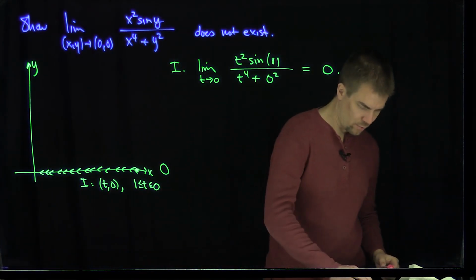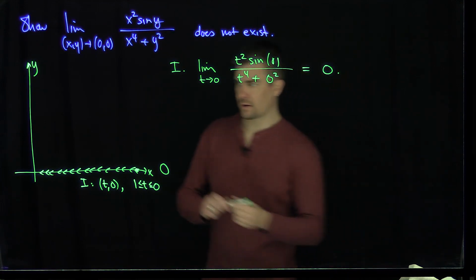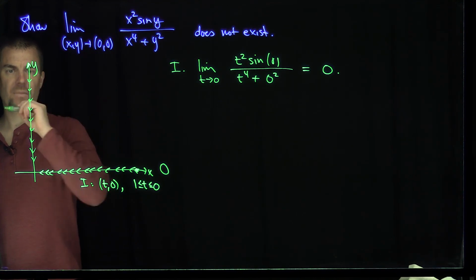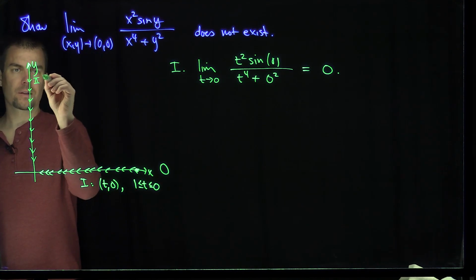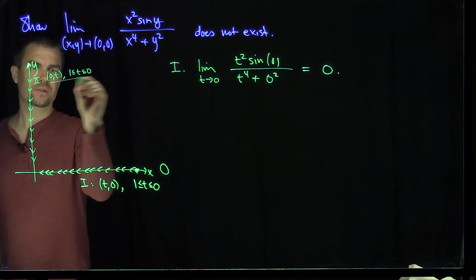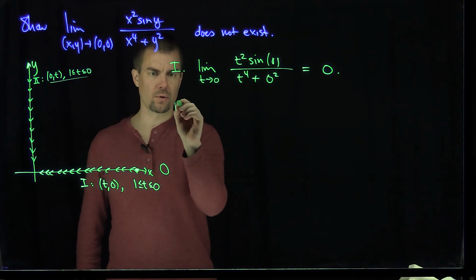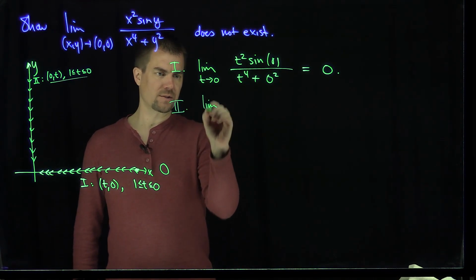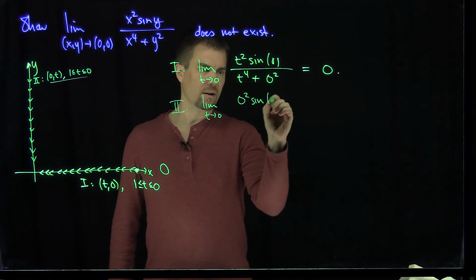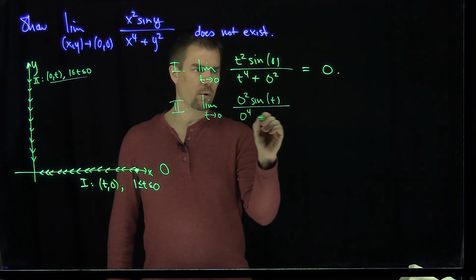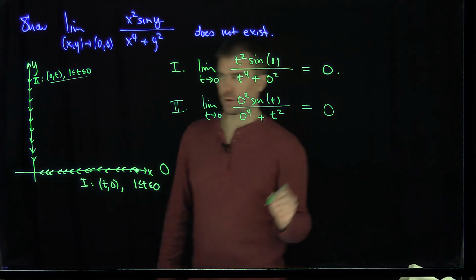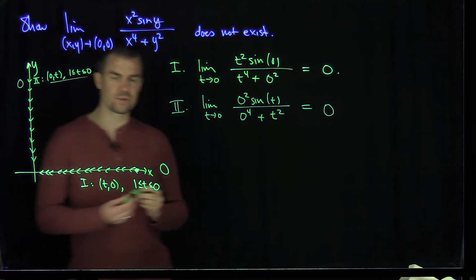Let's look at trajectory number two. We'll go along the y-axis. How can I think of this? This is going to be (0, t), where t goes between 1 and 0. So along trajectory number two, we have the limit as t goes to 0 of what? Now my x is equal to 0, so we have a 0 squared sine of t over 0 to the fourth plus t squared. Again, I have a 0 squared in the numerator, so this limit again is 0. So along both the x and the y-axis, the limit of this function is equal to 0.